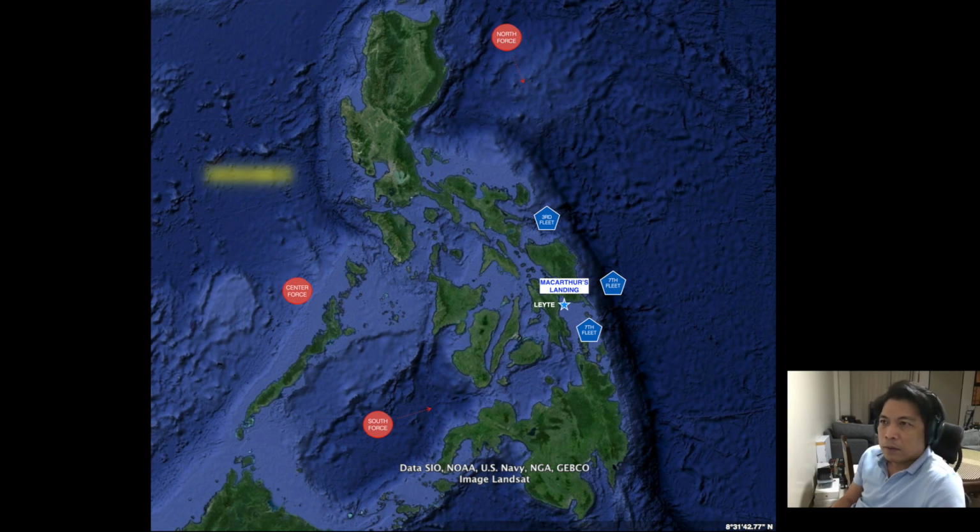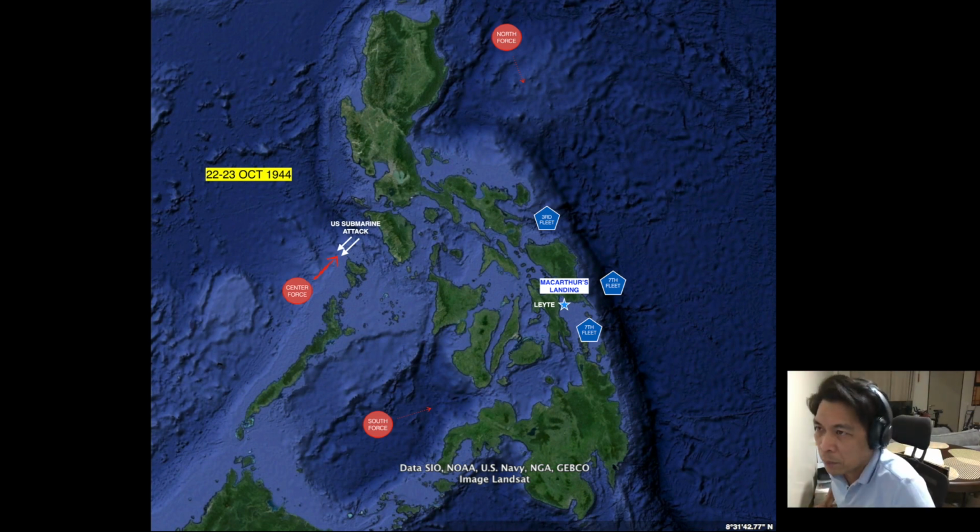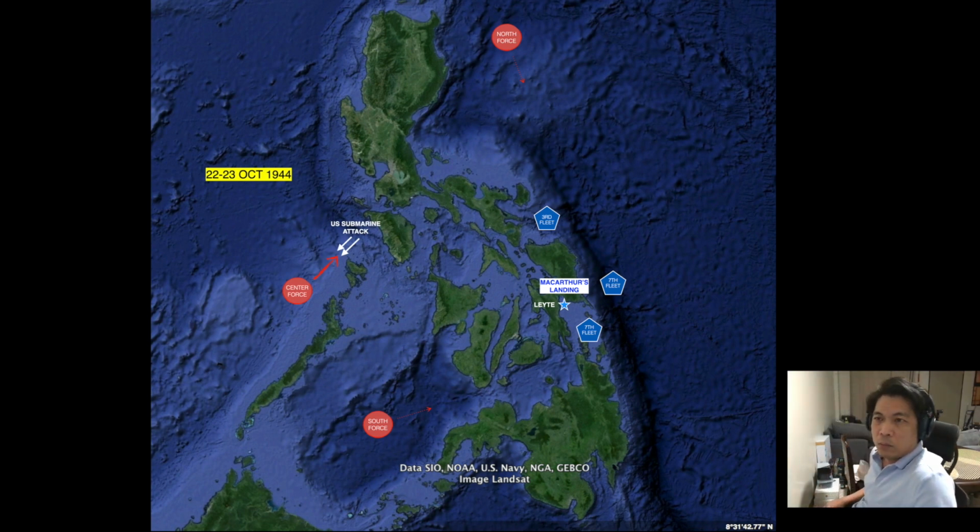On the midnight of the 22nd of October, while the center force was streaming along Palawan Island, they were accidentally spotted by 2 US submarines and were attacked with torpedoes. In the process, 2 of their heavy cruisers sank and one more was badly damaged. The damaged cruiser was ordered to go back for repairs to Brunei, escorted by 2 more destroyers as its cover and protection.